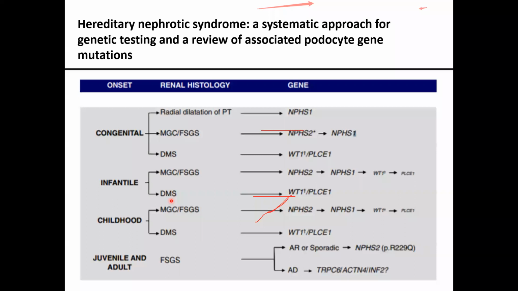So suppose these are a few examples. If you are seeing some dilatation of proximal tubules, this could be due to NPHS1 mutation, so we can ask for that genetic testing. And if it is minimal change or FSGS in congenital onset, first we have to work up for NPHS2, followed by NPHS1, and DMS as already told, so WT1 mutation and phospholipase C epsilon 1 mutation. So these are the different histologies and the accompanying genetic mutation approaches.